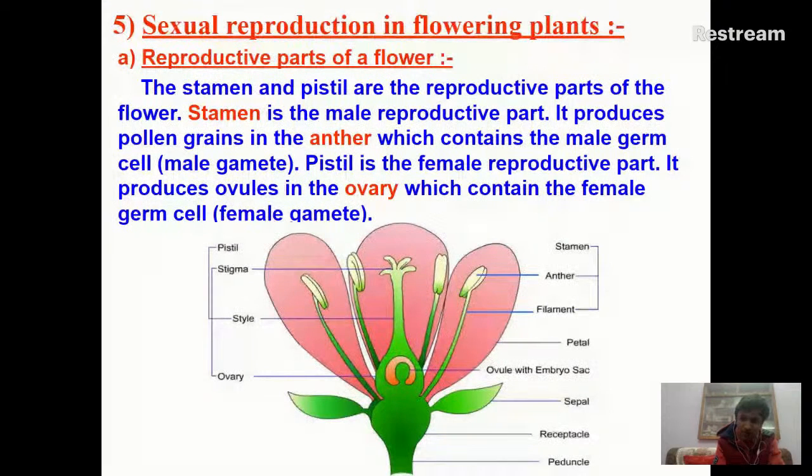They are the two main parts of the plant. First is stamen and second is pistil. They are the two reproductive parts of the flower. Next is stamen. Stamen is a male reproductive part.